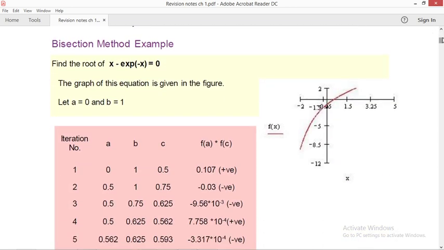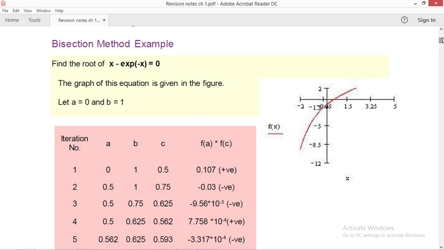Now let's take this for an example. The function is x minus e to the power minus x equals to 0. And the graph is also given, but that is just for your reference. Now how do you take this a equals to 0 and b equals to 1? This can be done by trial and error. You put the values like 0, 1, 2, 3 and so on in the function which is x minus e to the power minus x. Whenever you get a set of positive and negative answer, that is the interval that you take.